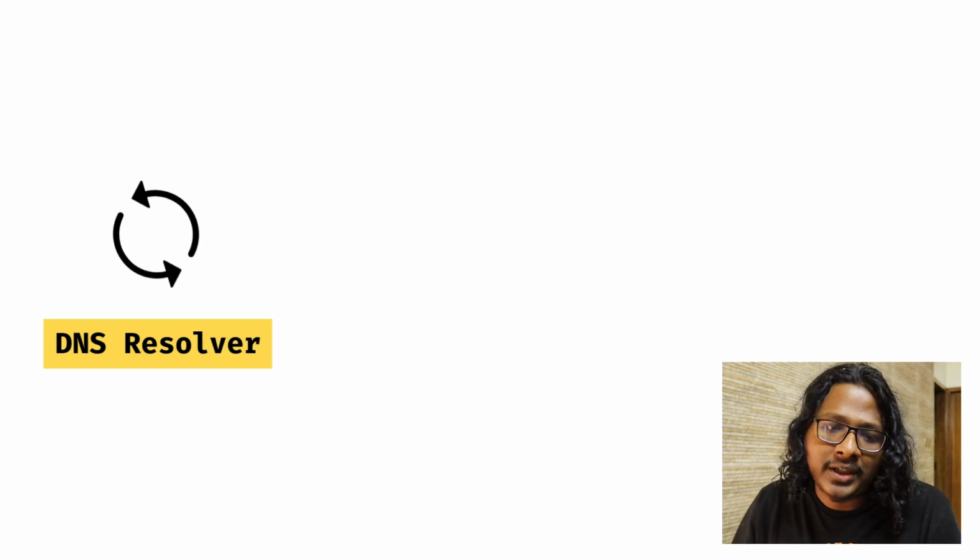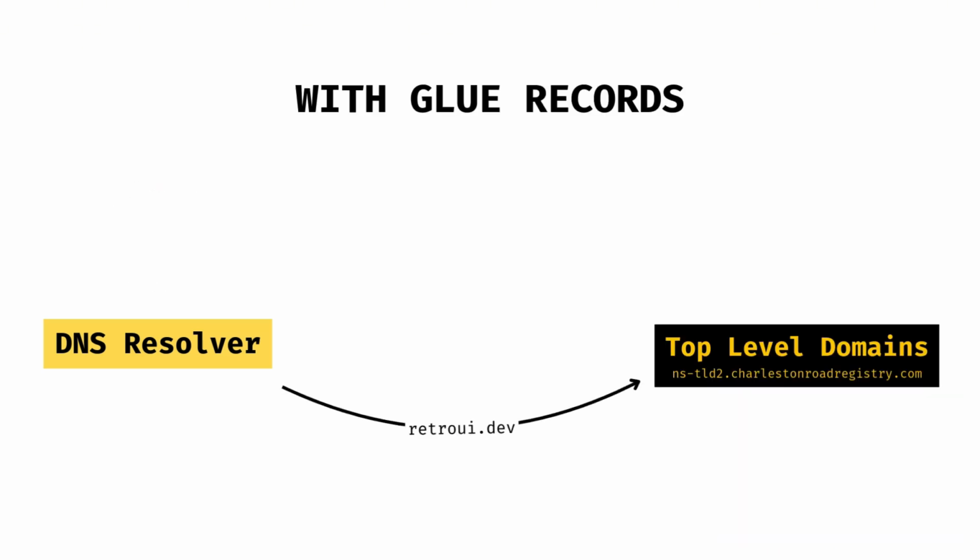And that's where glue records come in. For many DNS providers like Cloudflare, the top level domain will actually store additional fields like IP addresses along with name servers. So in our case, when the DNS resolver calls the top level domain, it will most likely return the name server and also the IP address along with it. Let's say it is 123.2.45.47. So now the DNS resolver knows the address of the authoritative DNS server to make the request and get the IP for retroui.dev. And that's pretty much how DNS works.